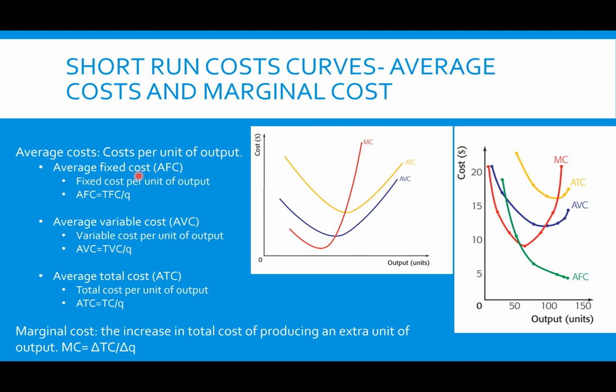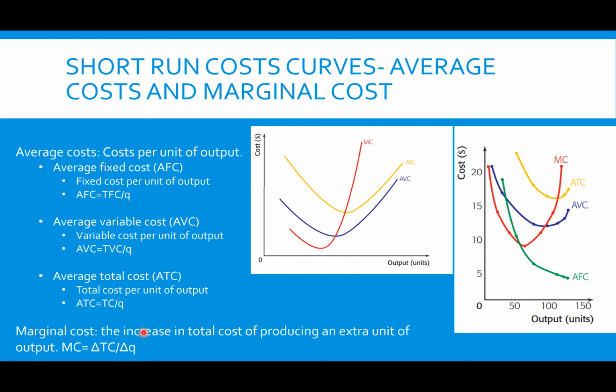If you look at average fixed cost, AFC, it is the fixed cost per unit of output. AFC equals TFC divided by Q, where Q is the quantity. Average variable cost is variable cost per unit of output, how much the variable cost is for 1 unit of output, because it will change for different outputs. AVC can be calculated by TVC divided by Q. Lastly, ATC is the total cost per unit of output, calculated by TC divided by Q.